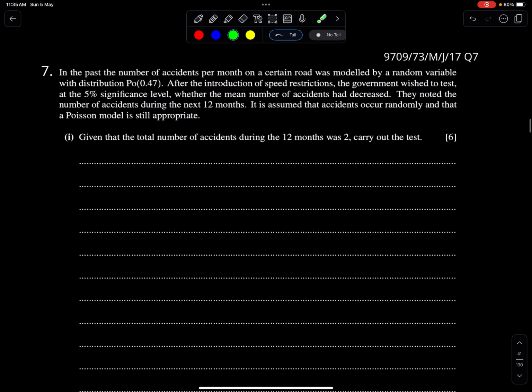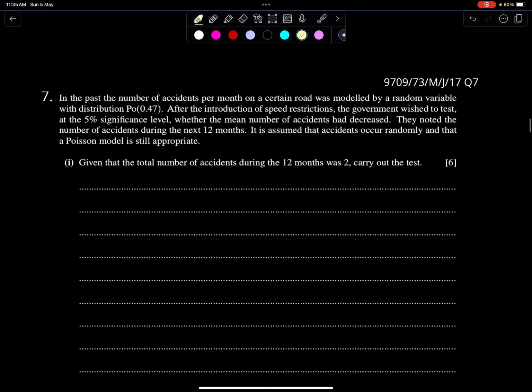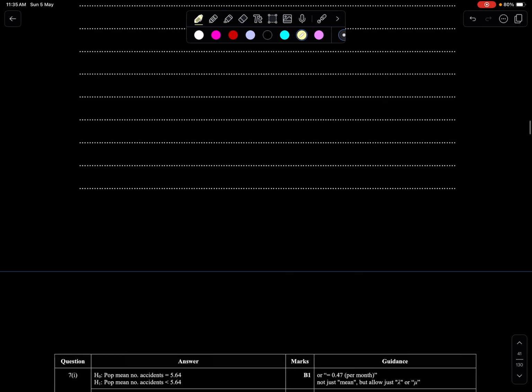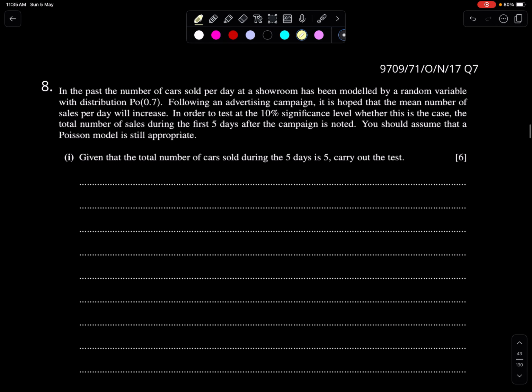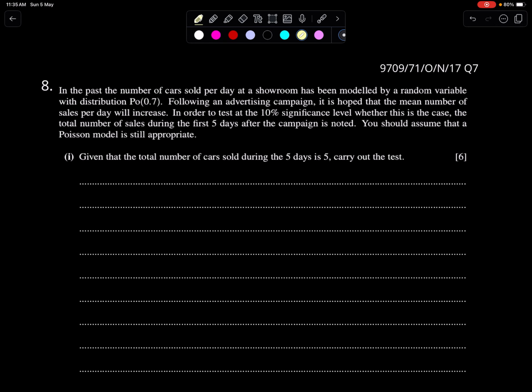The next question of Poisson. This question is from June 17, paper 7.3, question 7. In the past, the number of accidents per month. Okay, I'm sorry, this is the same question. Now, this is the next question. November 17, paper 7.1, question 7.